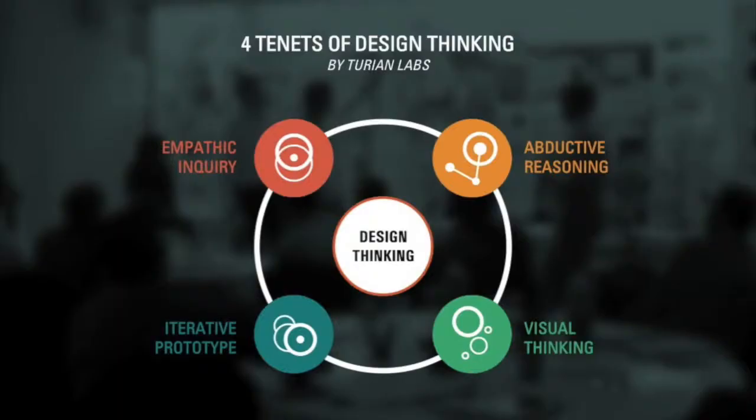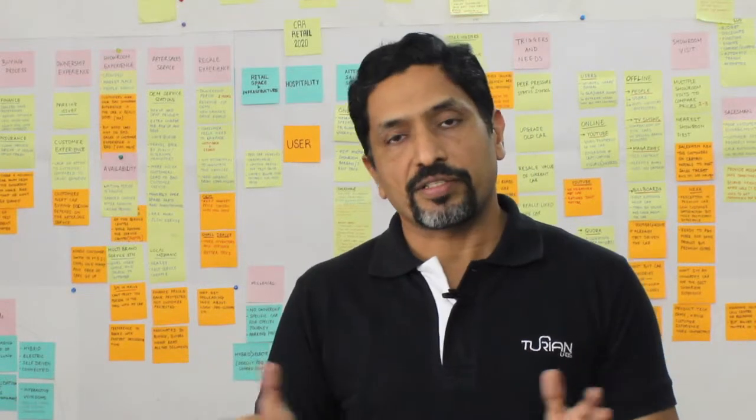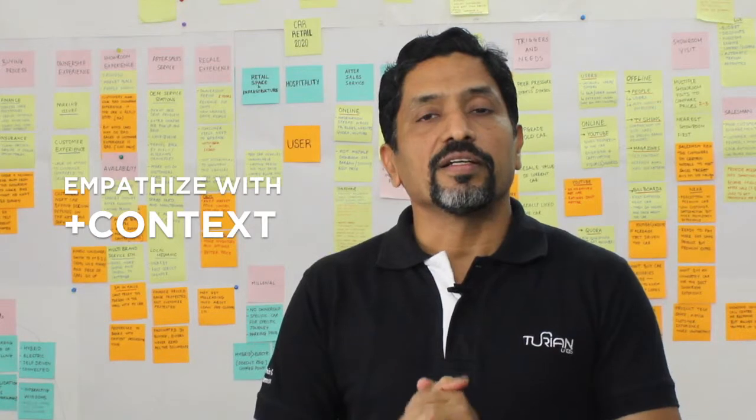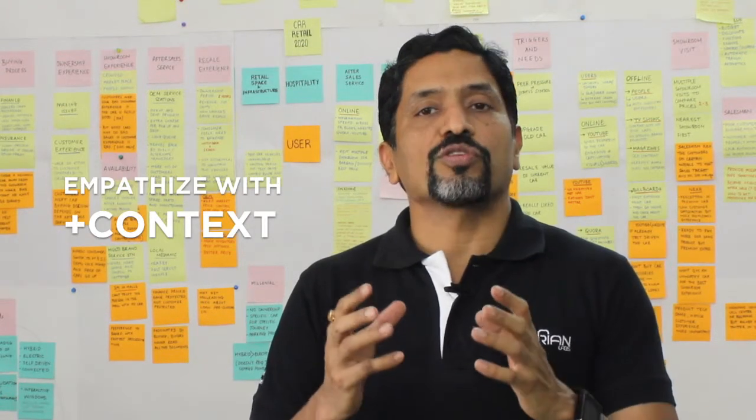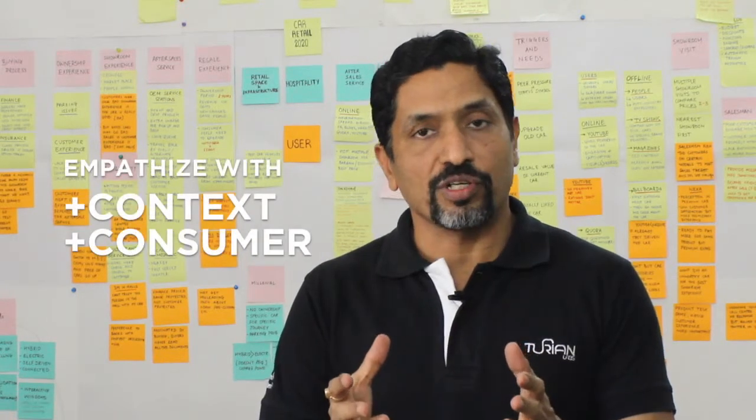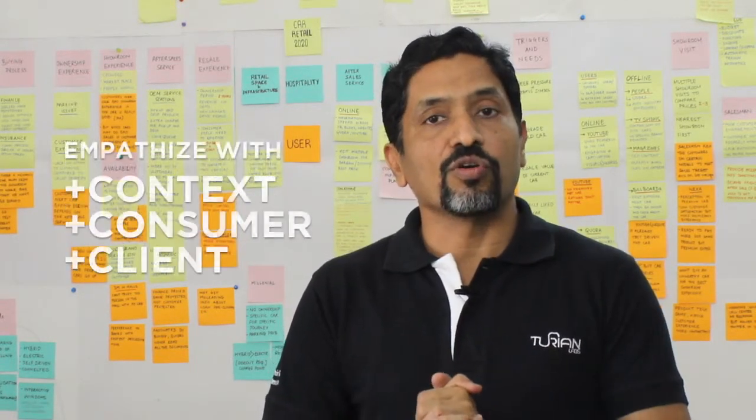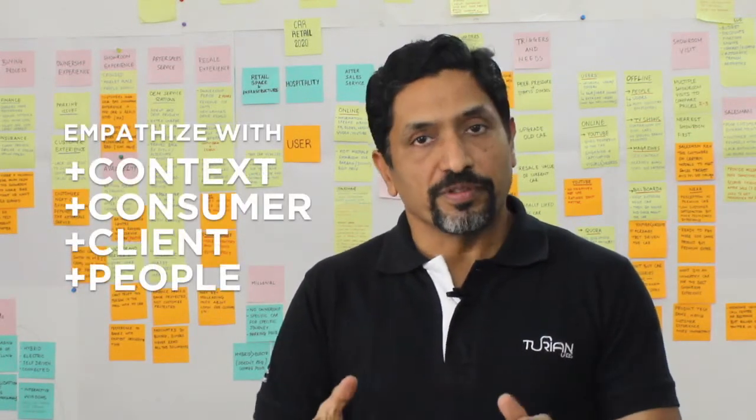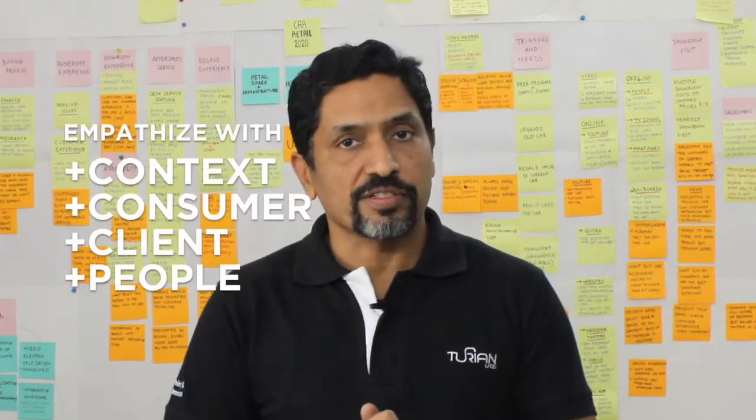It starts with empathy. Empathize with the context. Of course, the conventional model also says empathize. I think it's an important anchor point for design thinking: go close to the context we are in, go close to the consumer in case you are in a consumer-facing business, go close to the client in case you are in a service business, and go close to the people in general in case you are in governance.